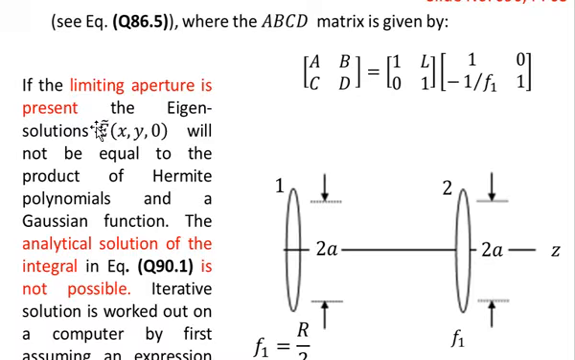If the limiting aperture is present, the eigen solutions E prime of x comma y comma 0 will not be equal to the product of Hermite polynomials and a Gaussian function. We have discussed in some of the previous slides that if the limiting apertures are not present, that is, we have infinite sizes of the lenses 1 and 2, and also infinite sizes of the mirrors 1 and 2, in that case we found that the solution of such a wave can be represented in terms of the Hermite polynomials and also the product with Gaussian function.